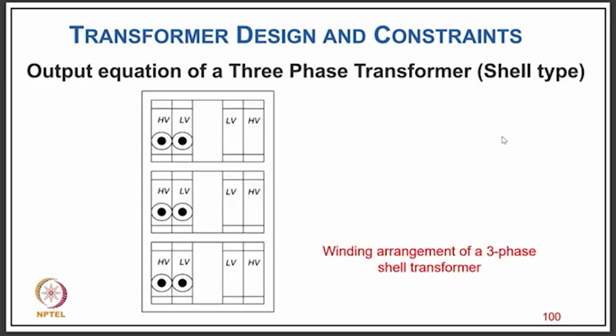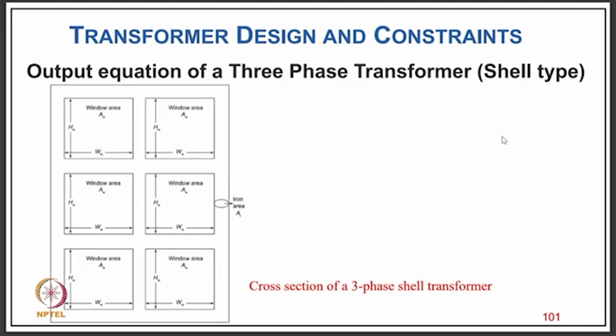Now coming to the output equation of the shell type transformer, you have the LV winding closer to the core and the HV winding away from the core, a special arrangement with sandwich coils normally on each limb, and as you can see, the window area is defined for each limb here.